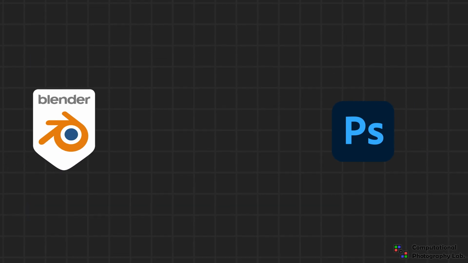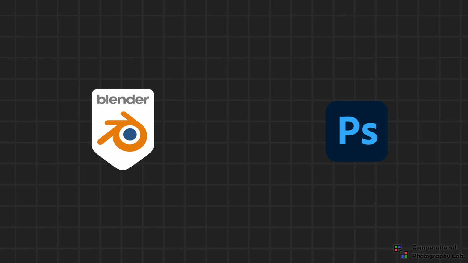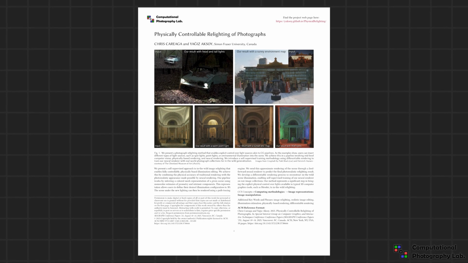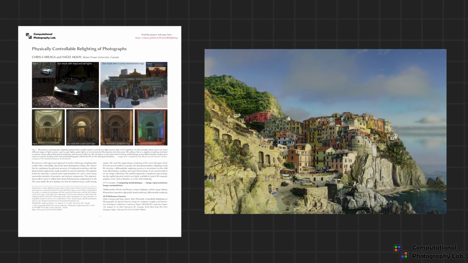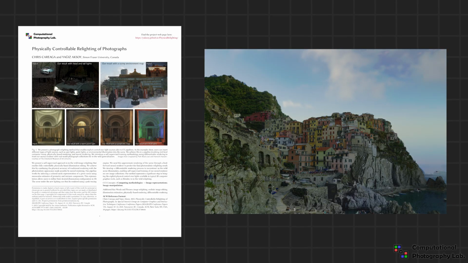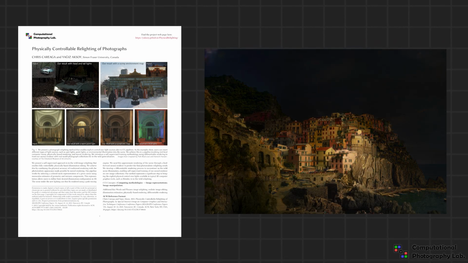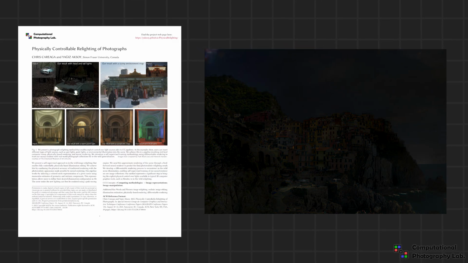If only we could bring the lighting control available in Blender to photo editing software like Photoshop. Well, this is exactly what we've accomplished in our latest work, physically controllable relighting of photographs. Our method is able to relight everyday images with complete control. We can change the ambient lighting environment and even add new light sources to the scene. So let's get into the details of how we pulled this off.